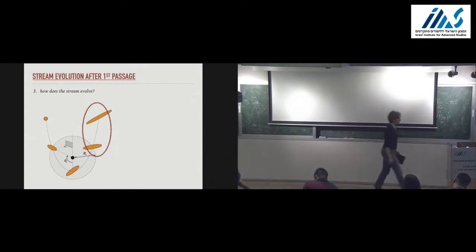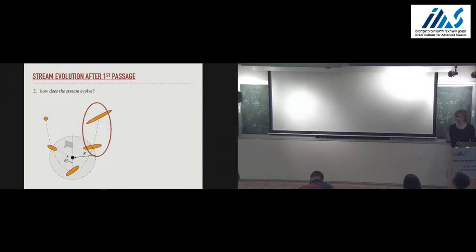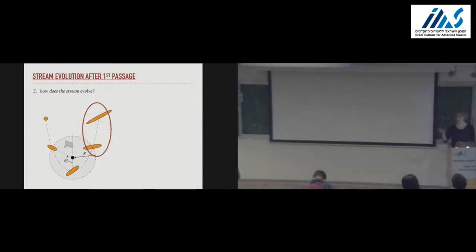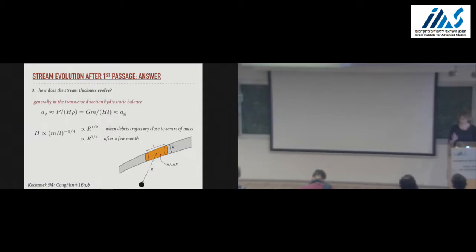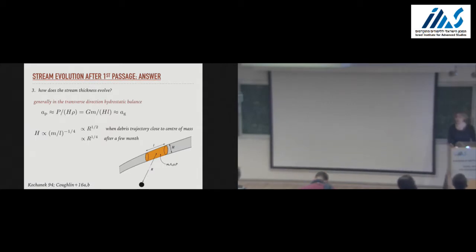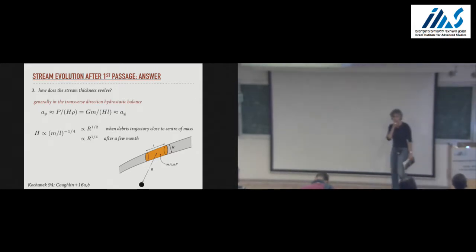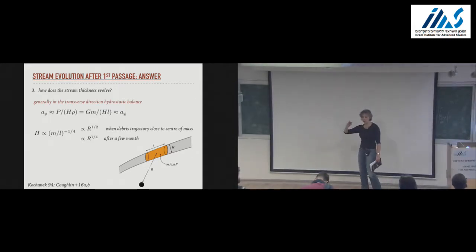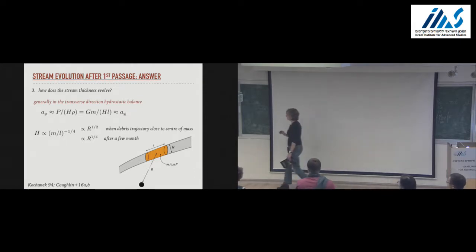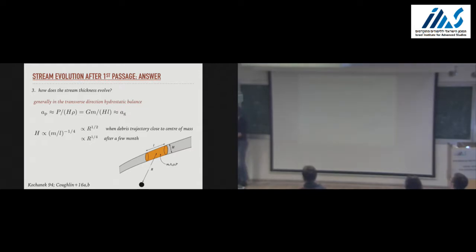Okay, so what I want to show you now, we're not going to calculate, but I want to show you. This is a little break for you, and then another exercise is coming. It is how the stream evolves after the star is disrupted, before the second pericenter passage. Okay, so the length of the stream is determined by the spread in orbital energy that you have calculated. But what about the thickness?